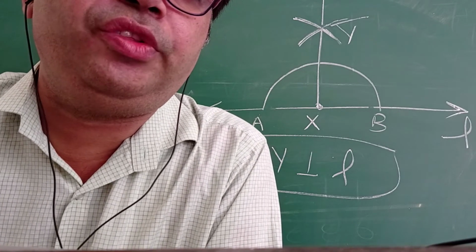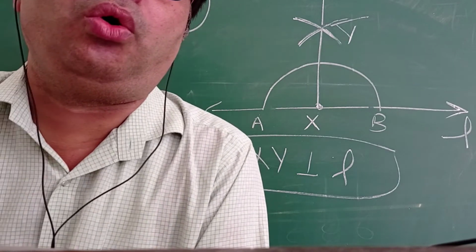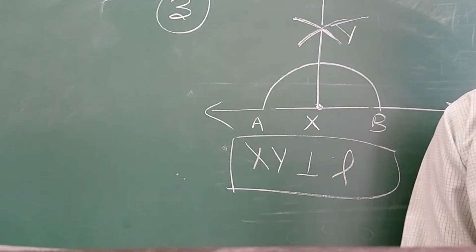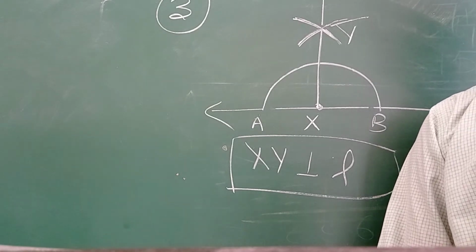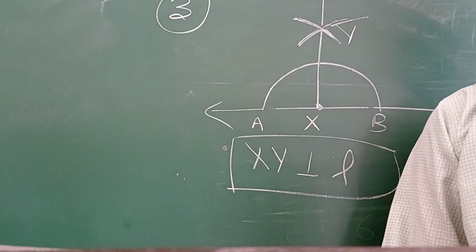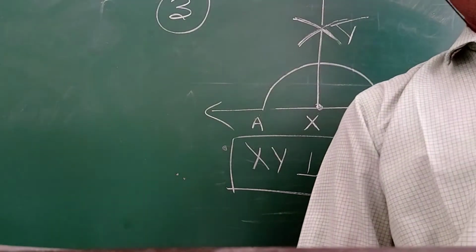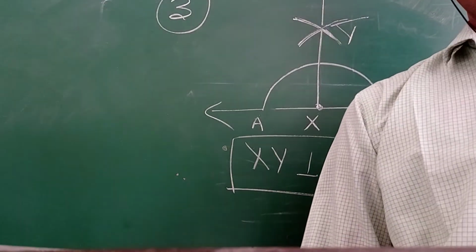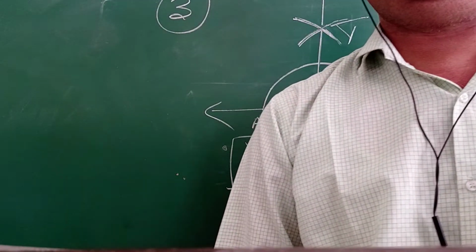Beta, use compass. Only compass. You should use compass only. Without compass, you cannot do the construction work. And you need the compass, you need the scale, you need the sharp pointed pencil.